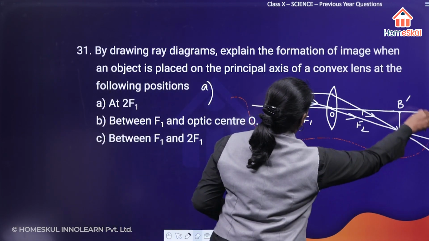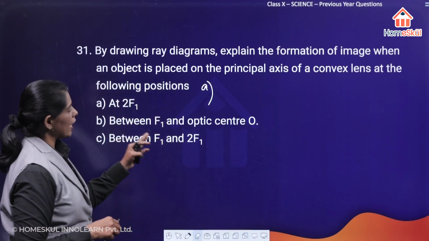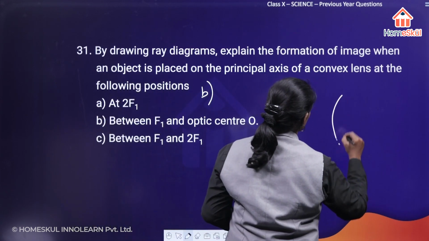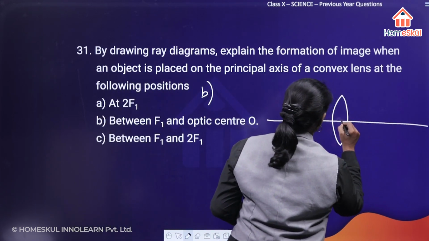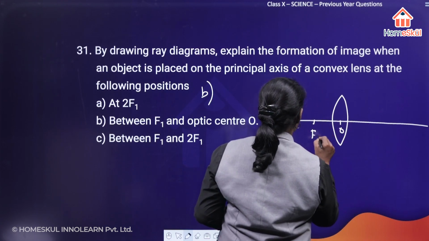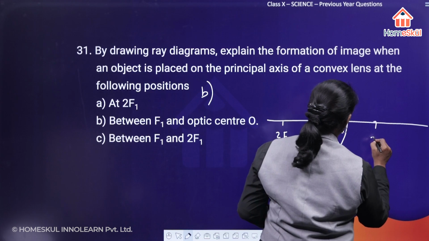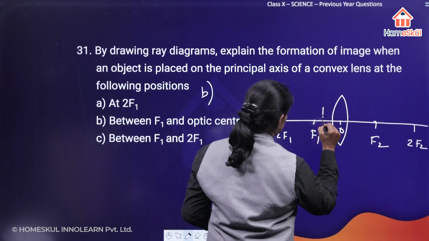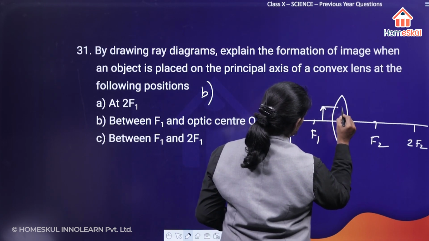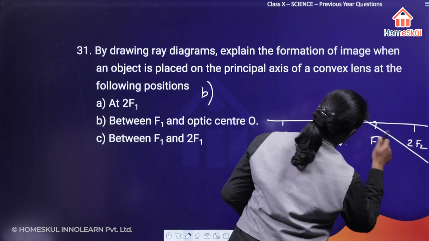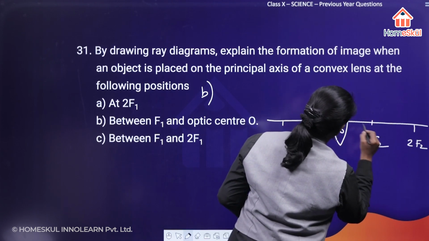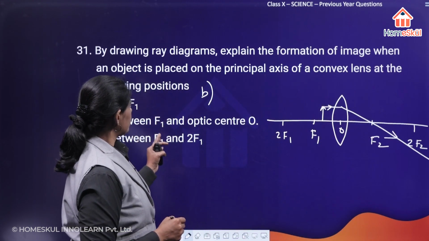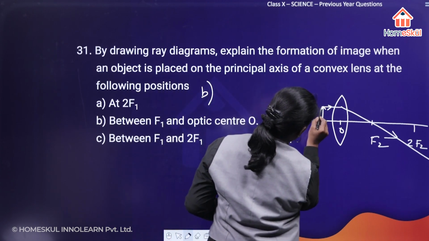Now coming to the second one, wherein we are going to keep the object between f1 and optic center. So we have B part, wherein we are going to keep the object between optic center and f1. Okay. So here we have 2f2. So we are keeping the object between optic center and f1. So this is our object. First ray parallel to principal axis passes through the focus here. Okay. What about the second ray? Second ray will pass through the optic center.